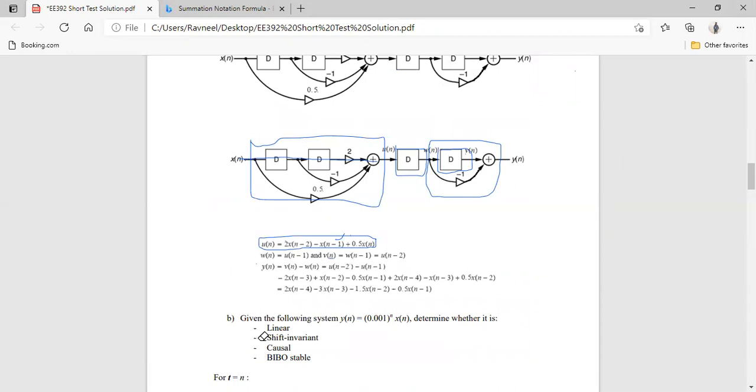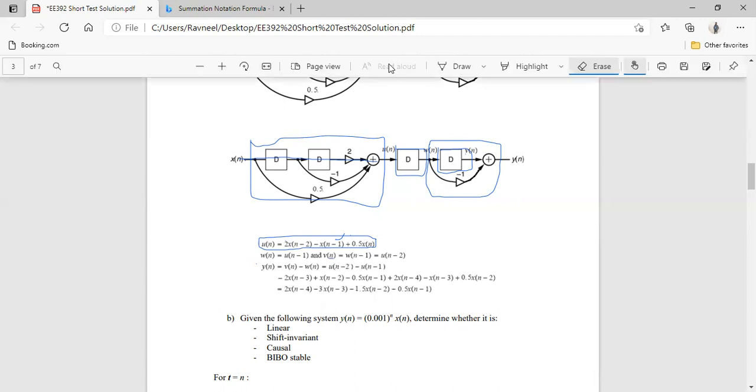Determine whether the system is linear, shift invariant, causal, or BIBO stable. What I have seen is that most of you haven't done any sort of working, but have directly stated that the system is linear, shift variant, causal, all those things. You have just directly written that, so that is where you lost marks. Actually, you need to evaluate or show some sort of working.